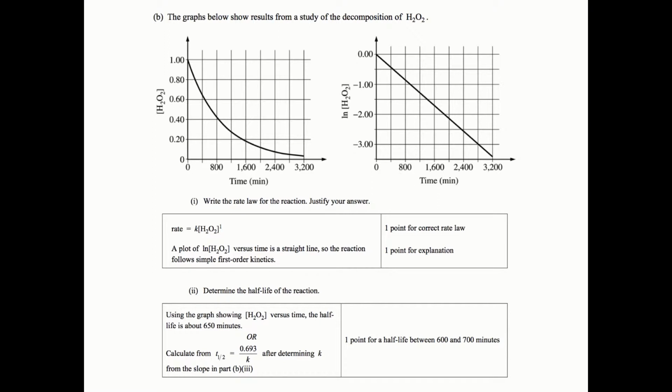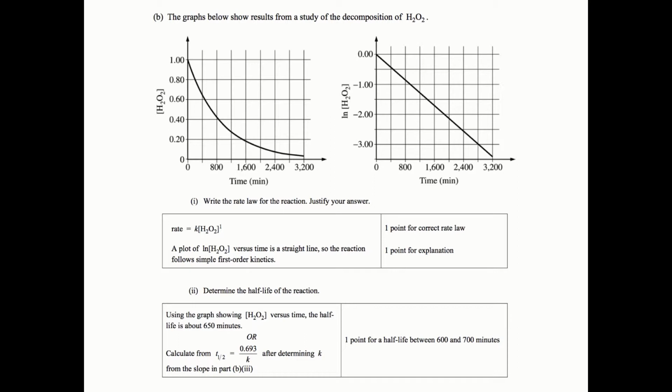So it says write the rate law for the reaction. It's going to be rate equals k times the concentration of H2O2, and that's it because it's first order with respect to hydrogen peroxide. Then it says justify your answer. So you need to say, since the graph of ln of concentration versus time is linear with a negative slope, we know that it is first order. So you got 1 point for the correct rate law and 1 point for the correct explanation.